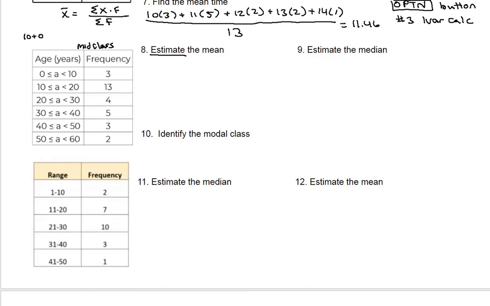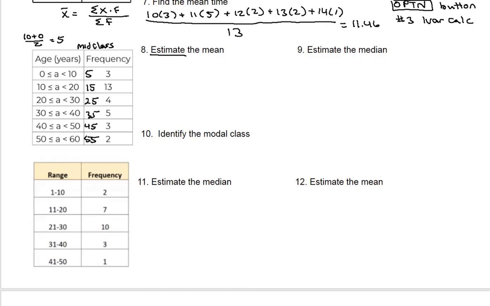And I know that we get hung up about gaps or no gaps, but don't worry about it. Just take the two numbers and add them together and divide by 2. So in this case, the first mid-class is going to be 10 plus 0. 10 divided by 2 is 5. 10 plus 20 is going to be 30. 30 divided by 2 is going to be 15. 50 divided by 2 is going to be 25. 70 divided by 2 is going to be 35. 90 divided by 2 is going to be 45. And then 110 divided by 2 is going to be 55. Those are our mid-class values.